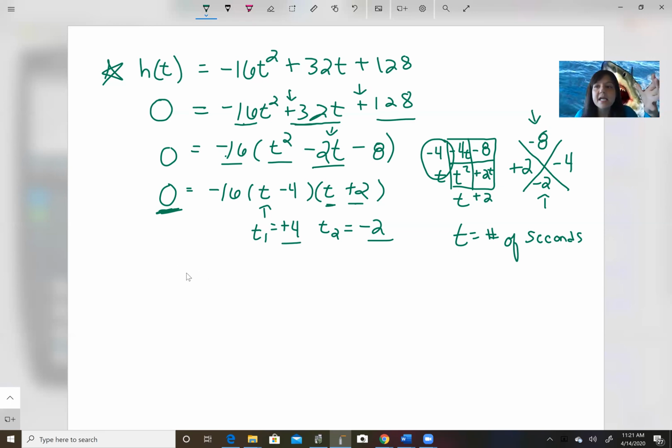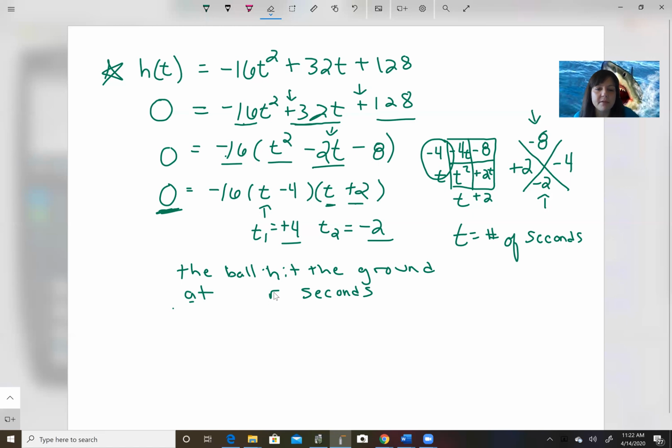So in a complete sentence, the ball hit the ground at 4 seconds. You know what? I need to use a number there. This is a math problem. It's not an English problem. Although I guess I told you it was a sentence. We should capitalize it. The ball hit the ground at 4 seconds.